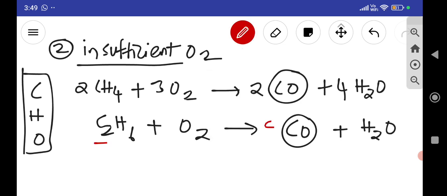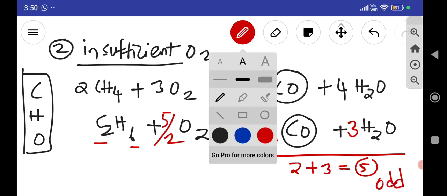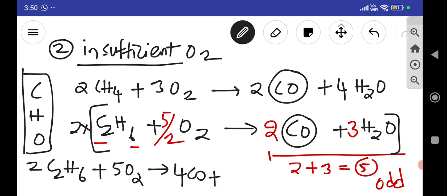So 2 carbons, write 2 as the coefficient, then here mention 3. Now if you check out with the oxygens, 2 plus 3 gives 5. So once again follow the same order, because it is an odd number, write it as 5 by 2. Now to get the whole number, multiply the equation with 2. So therefore 2C2H6 plus 5 by 2 into 2 is 5 here. O2 gives us 4CO plus 6 water. So this will be your incomplete combustion reactions of methane and ethane.